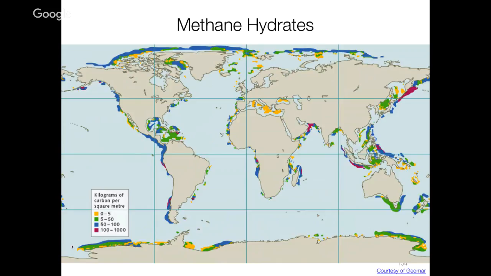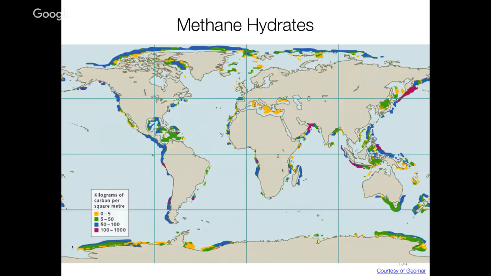That's 100 to 1,000 kilograms per square meter. Hotspot. Japan, okay, it's got a lot off of the coast there. They are actually going to be mining. I believe it's this summer that they're planning to start a test producer.